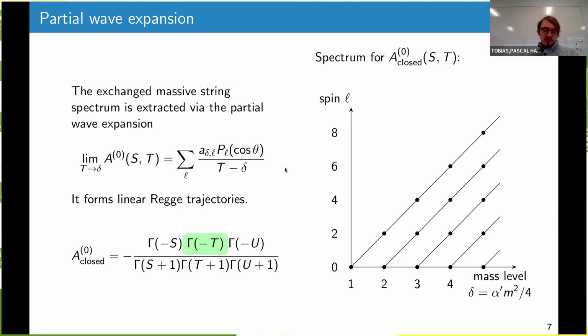For the Virasoro-Shapiro amplitude, the poles in the T channel are all due to this gamma function of minus T. This has poles for all non-negative integer values of T. And if we analyze the residues, we find that we have this infinite number of mass levels. So the poles at T equals 1, 2, 3, and so on. And for higher and higher mass levels, there are higher and higher spins being exchanged. And these massive string modes organize themselves into these linearly rising Regge trajectories.